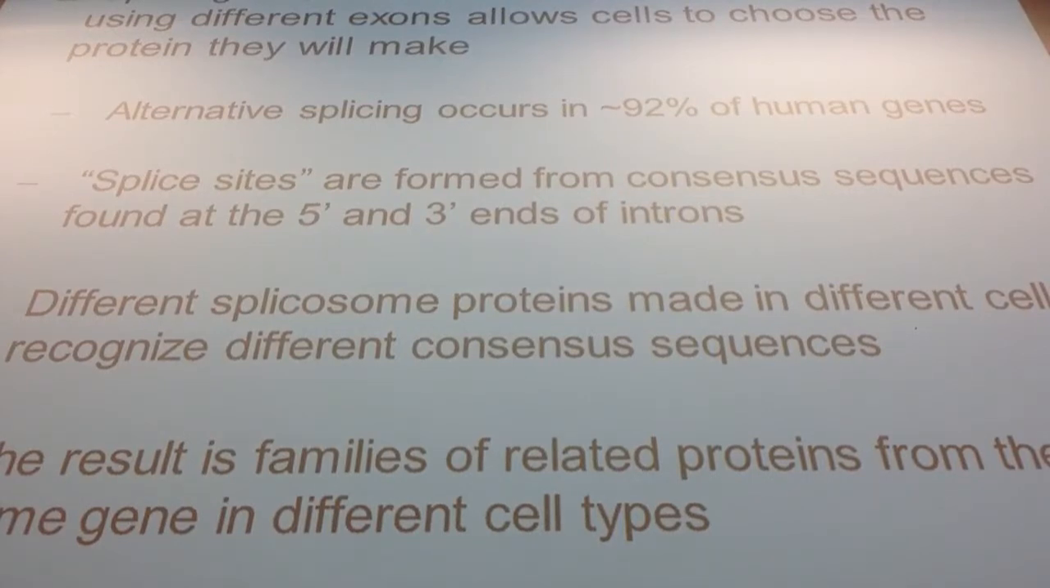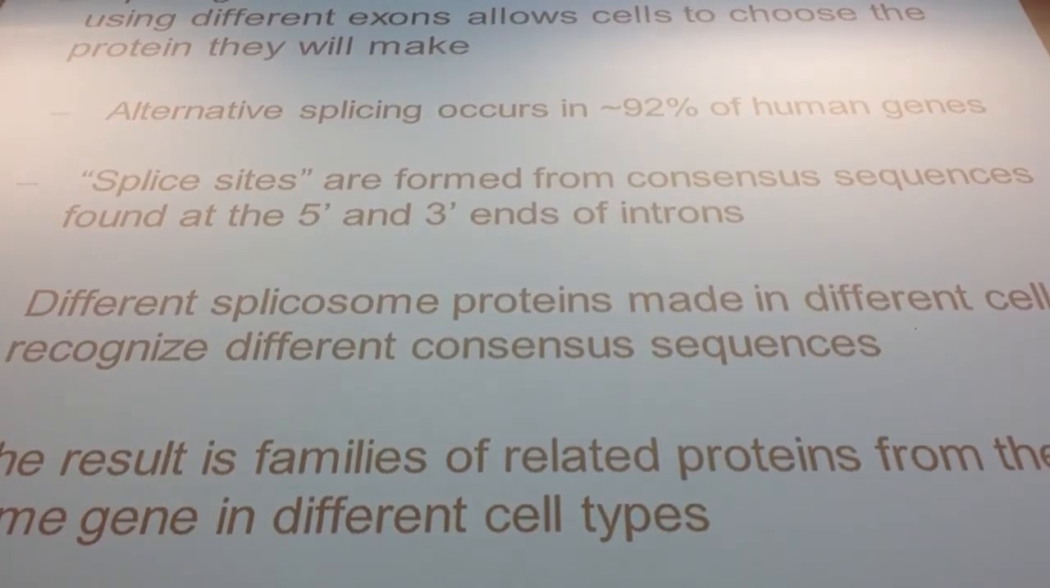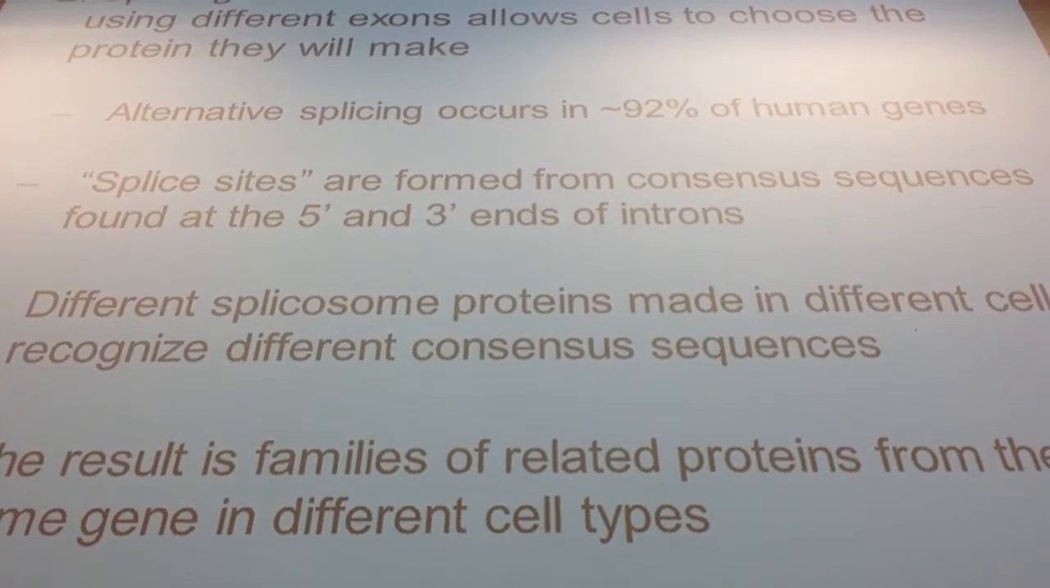So in this case, constitutive RNA splicing is when normally all introns have to be removed, right? So even without any other regulation, there must be a way to regulate the removal of all introns, at the very least all introns. And so the basic removal of all introns is called constitutive RNA splicing. That only occurs about 8% of the time for us.